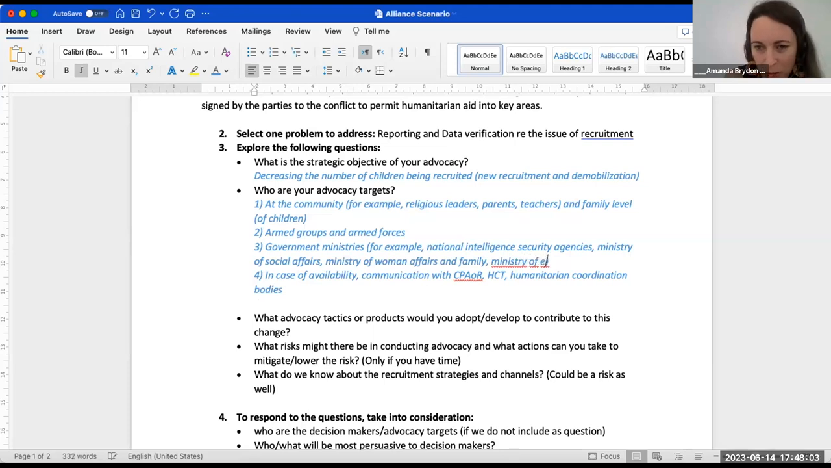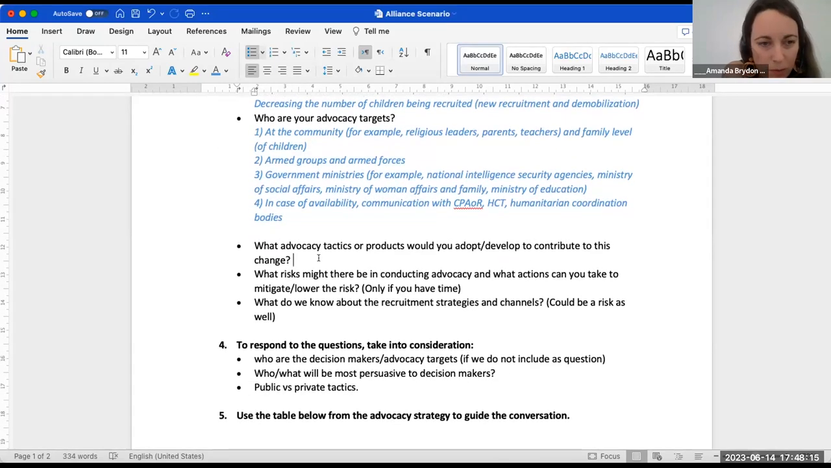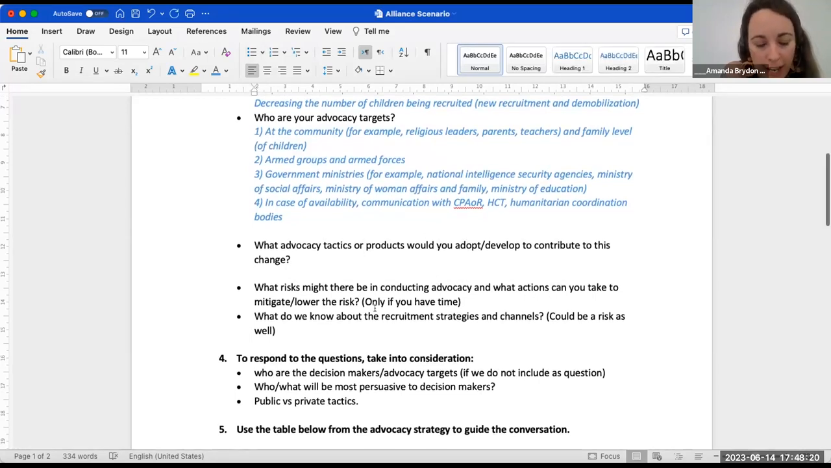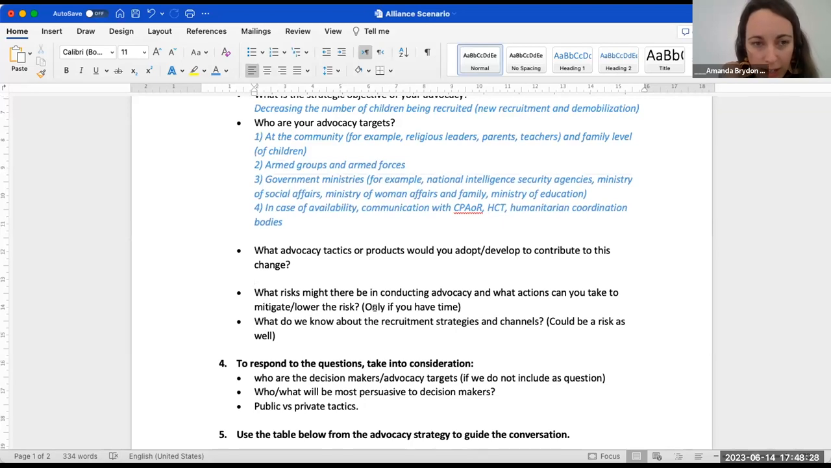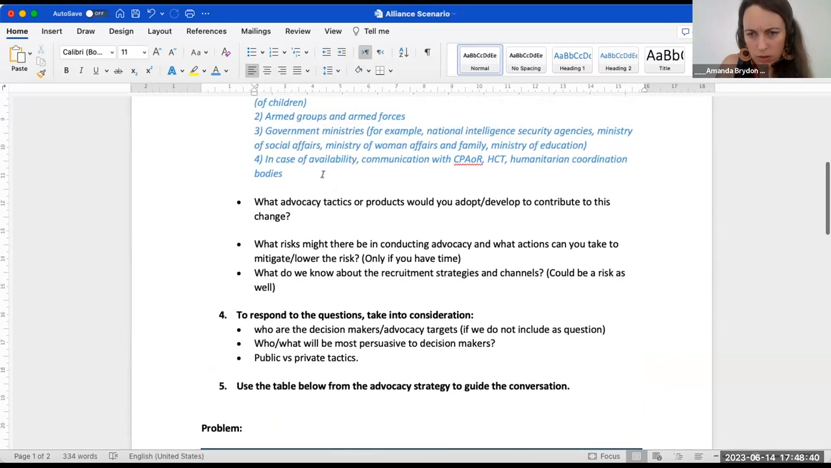Great. Okay, I'm going to move us on. There's loads coming through. I think lots of targets there that are really helpful to think about. But I just want to touch on, are there particular advocacy tactics or products you think would be useful to include in an advocacy strategy, either to find out more information or to reach these targets on the issue we've identified? I'll put the scenario back in the chat so people can see it on the screen.